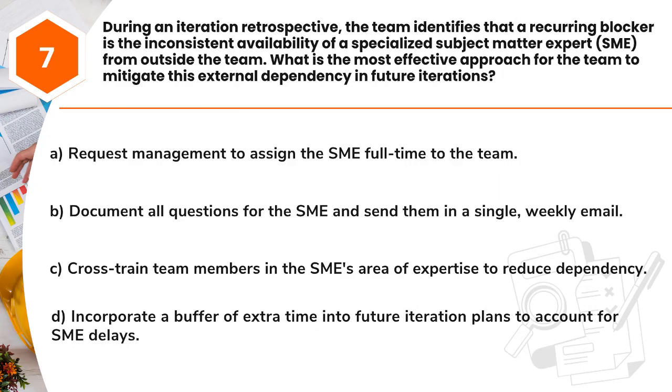Question 7. During an iteration retrospective, the team identifies that a recurring blocker is the inconsistent availability of a specialized subject matter expert, SME, from outside the team. What is the most effective approach for the team to mitigate this external dependency in future iterations?